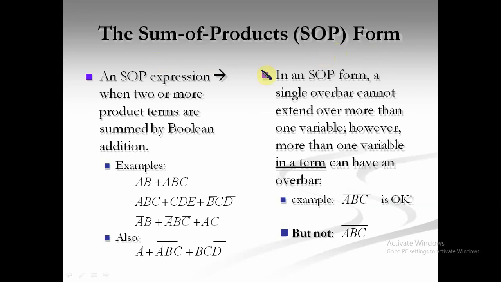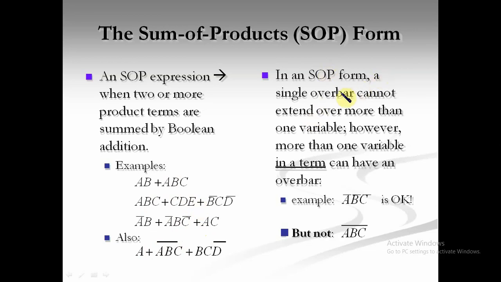The SOP form. In SOP expressions, two or more product terms are summed by Boolean addition. Here we take an example AB plus ABC. Different examples are also taken here. How to write SOP expressions will be given here.